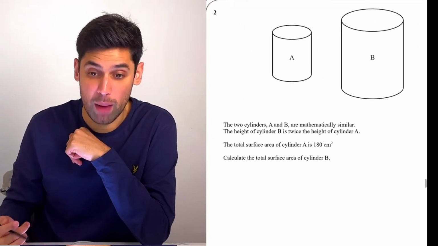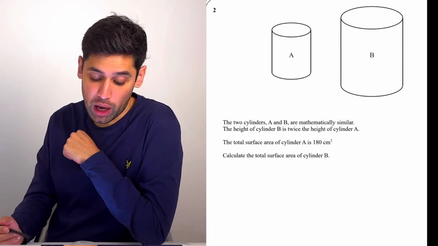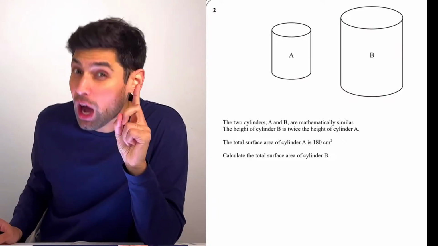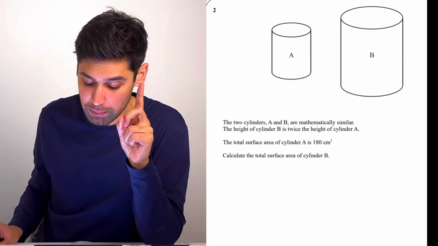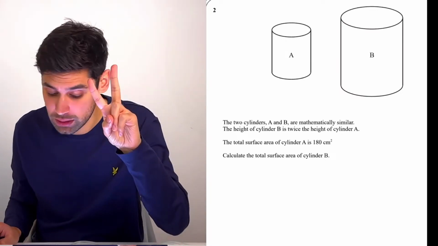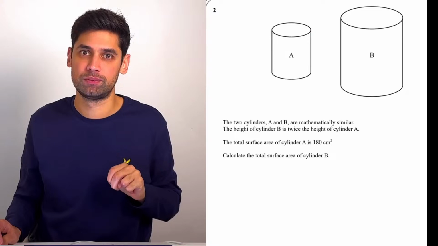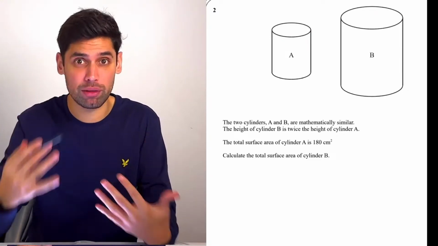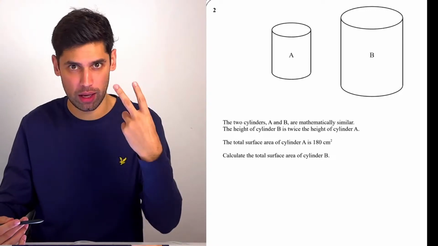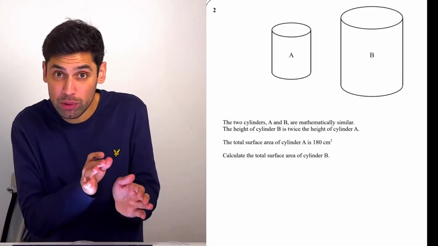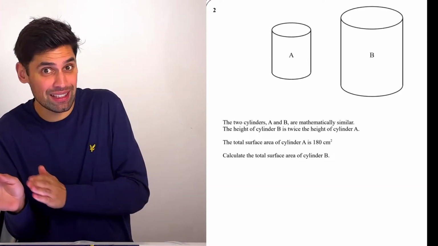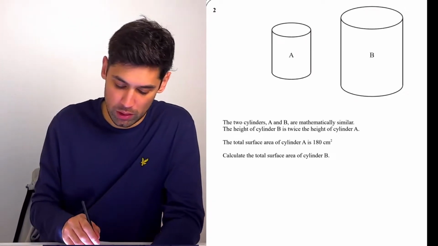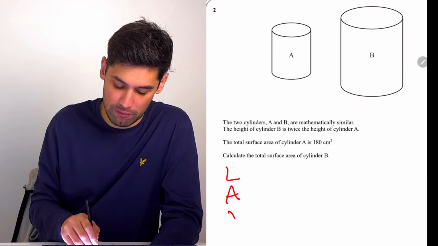Two cylinders A and B are mathematically similar. The height of cylinder B is twice the height of cylinder A. Height, in terms of measuring height, is a length, and it's twice the height. So we should be able to figure out that what they're saying in that sentence is that the scale factor of lengths is 2. You say LAV.